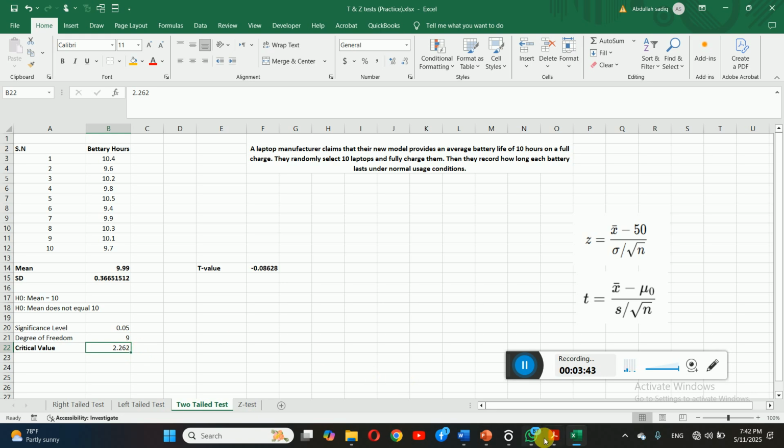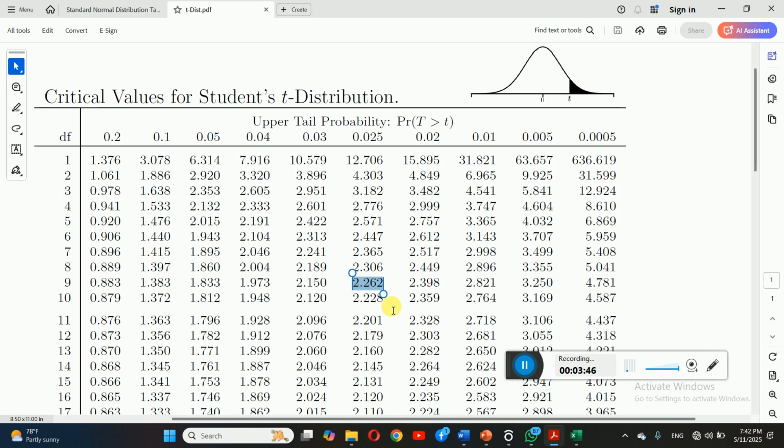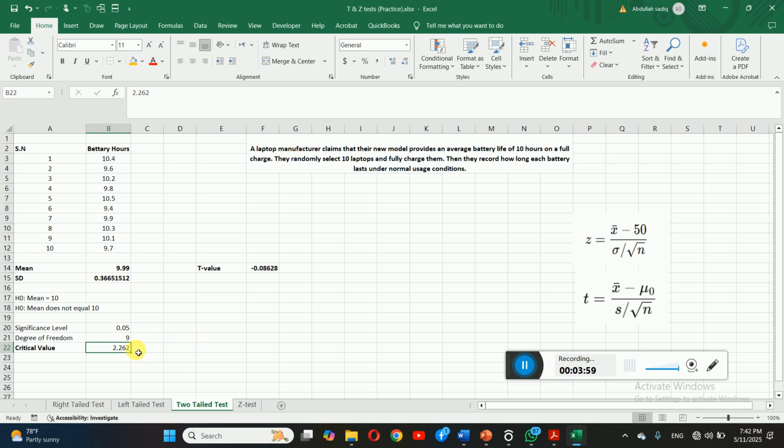Okay, dear students, the critical value is 2.262, but since it's a two-tailed test, we just found the value for one tail, and the tails are symmetrical. Look, this shape is symmetrical, so if you find it in one area, it is also equal for the other area. So the critical region is not only 2.262. The critical values are between minus 2.262 and positive 2.262.